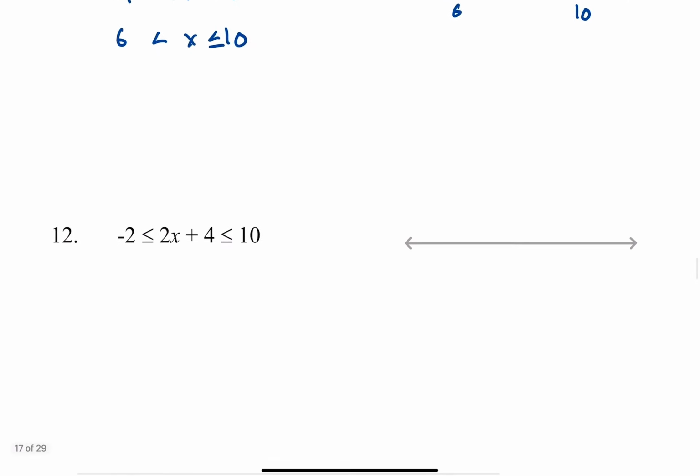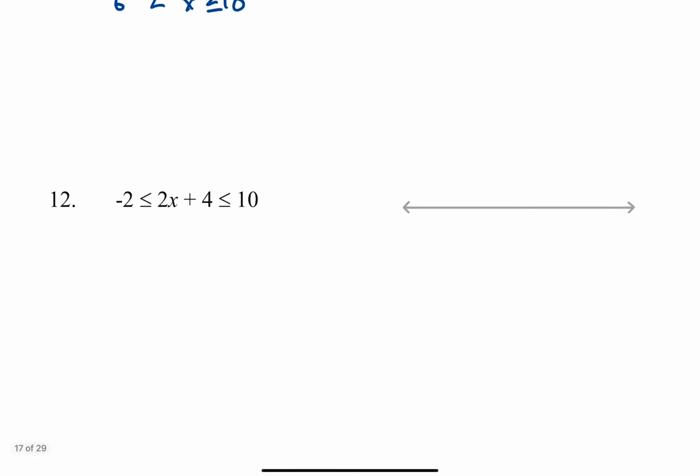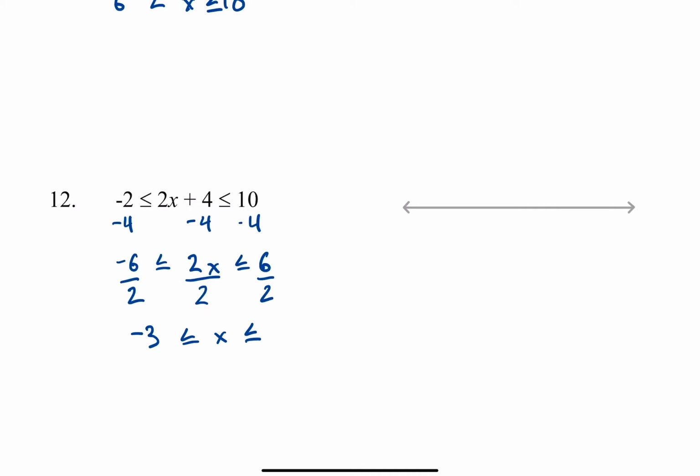And then in the case of number 12, we just have two operations. We have to subtract 4 from all parts of the inequality. So minus 6 is less than or equal to 2x is less than or equal to 6. And then we divide all parts of the inequality by 2. So minus 3 is less than or equal to x, or 1x, is less than or equal to 3. So you have minus 3 on the left, positive 3 on the right. Both are closed dots because of the equal to parts, and again, with compounds we are shading in the middle.